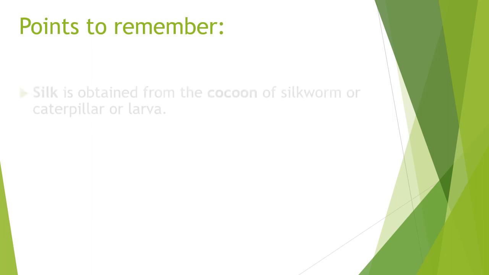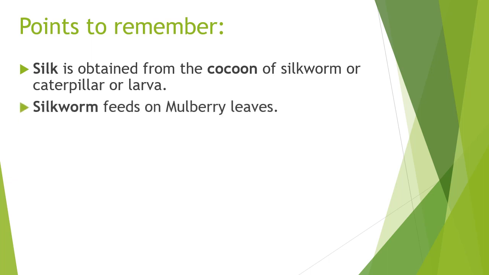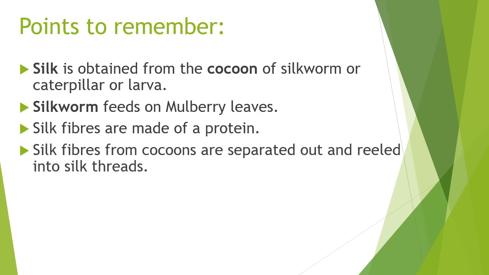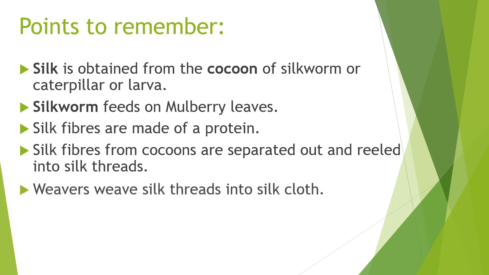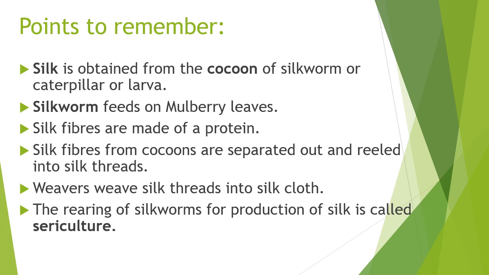Points to remember. Silk is obtained from the cocoon of silkworm or caterpillar or larva. Silkworm feeds on mulberry leaves. Silk fibers are made of a protein. Silk fibers from the cocoon are separated out and reeled into silk threads. Weavers weave silk threads into silk cloth. The rearing of silkworms for production of silk is called sericulture.